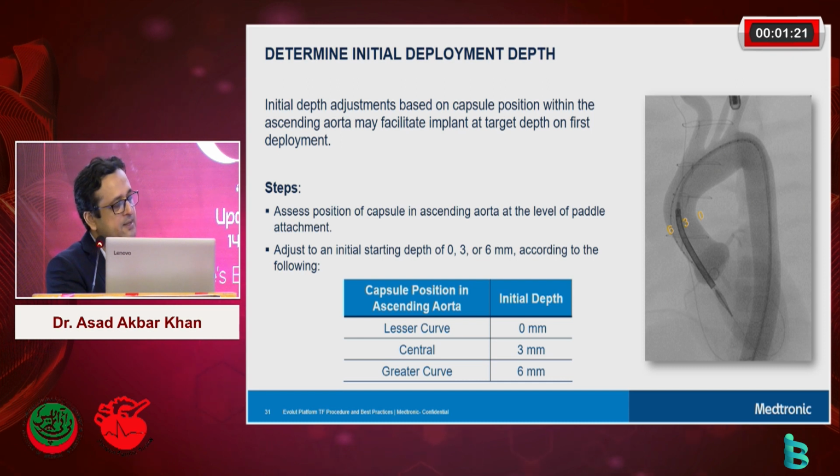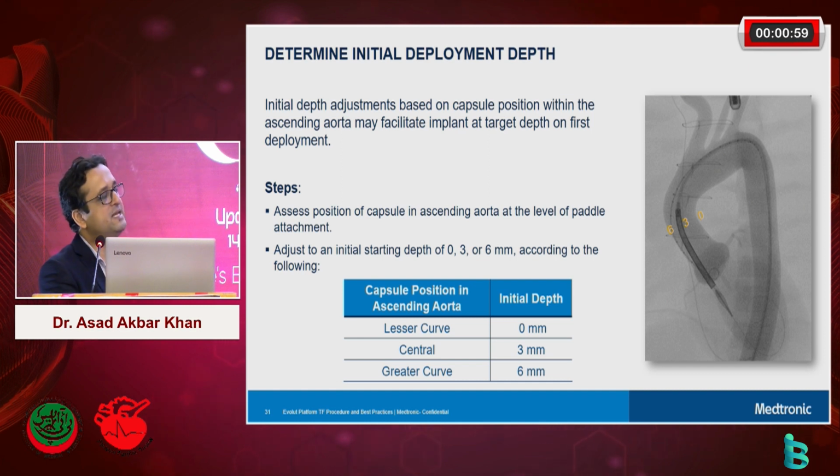You don't start at the mid pigtail level. If your valve is coming right in the middle, then you start in your usual position, like 2 to 3 millimeters below. Whereas if it's coming and hugging the inner curve, then you start at 0, because eventually it's going to go very deep once it's fully deployed. So you're always looking at how the valve is behaving at the back.